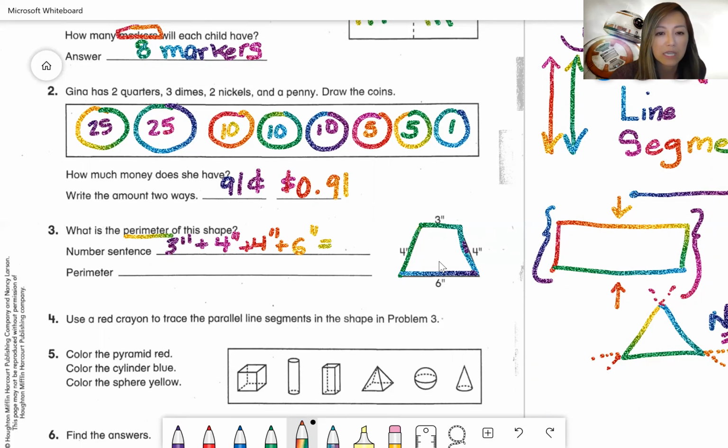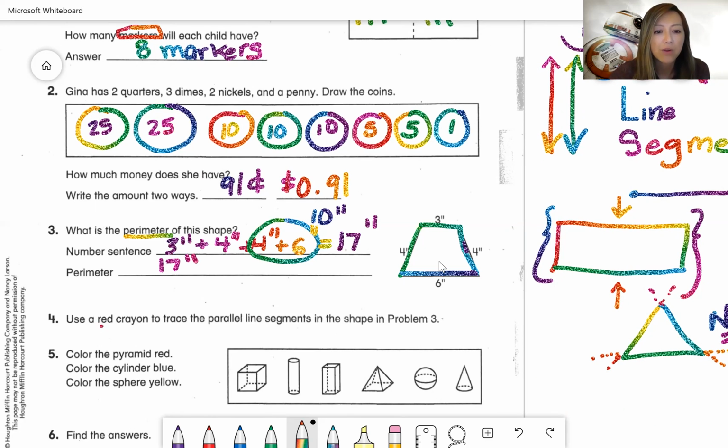Again, look at what you see here. 3 inches plus 4 inches plus 4 inches plus 6 inches. Don't forget, you can use the rule of 10. Find your tens, and I see one here. Pretty simple, right? 10 inches. Add them all together. Right? 3 plus 4 is 7. 7 plus 10 is 17. So you have a perimeter of 17 inches. All right.